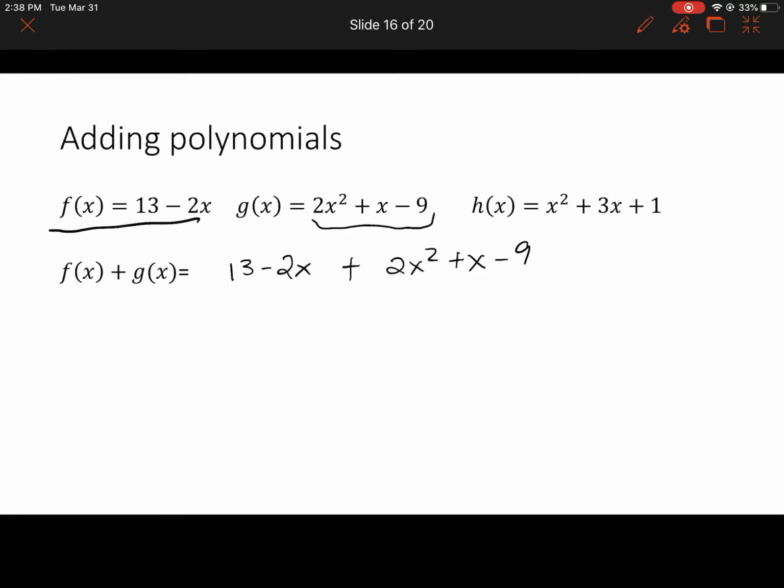Okay, so once you add them, you're going to go ahead and add the like terms. You're going to combine the like terms. We have 13 and minus 9 right here. Those are like terms because they don't have an x next to them. Minus 2x and plus x.